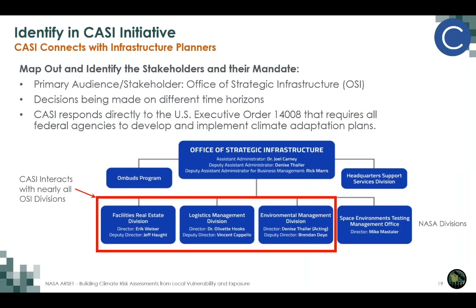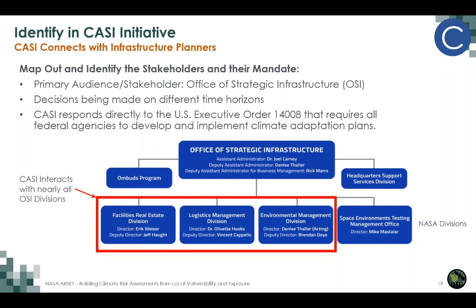And we began doing that by mapping out and identifying stakeholders for CASI through a series of conversations with the Office of Strategic Infrastructure, or OSI, who are really our primary stakeholders. OSI manages the infrastructure at NASA where decisions are made at different time horizons. And as you can see, there are 3 divisions that CASI interacts with under OSI. These are the Facilities Real Estate Division, the Logistics Management Division, and the Environmental Management Division.